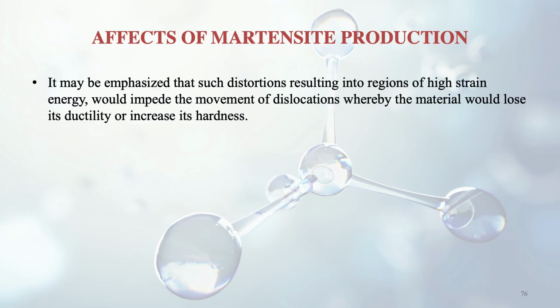So what are the effects of martensite production? Now we will see in the coming lecture. It may be emphasized that such distortions resulting into regions of high strain energy would impede the movement of dislocations. So there are certain dislocations inside the atomic structure, so their movement is impeded because of this high strain energy regions. So what happens is that the material would lose its ductility and the hardness will increase.